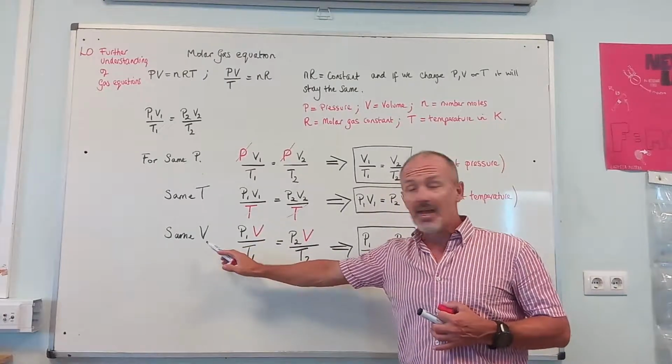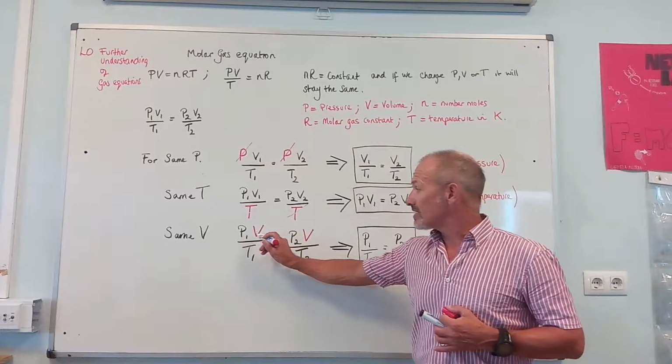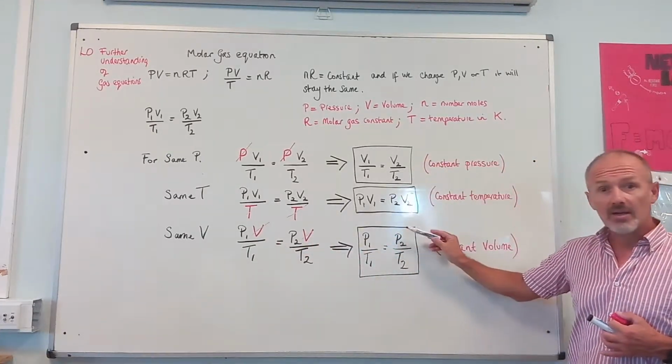And then the final version, where I'm keeping the volume the same, is simply the ratio between the P1 and T1. These cancel out, so let's put the line through here, and I've now got these little expressions.